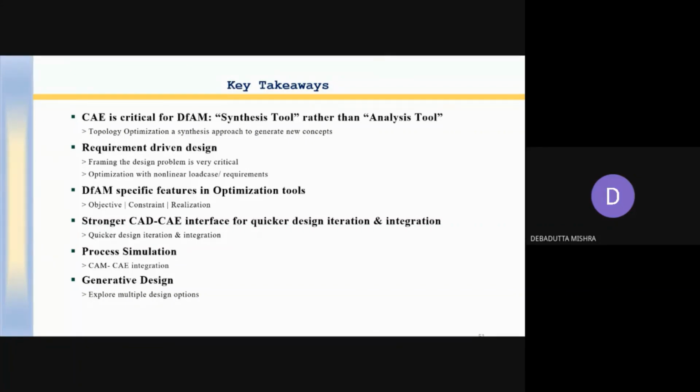Design for additive manufacturing specific features in optimization tool. What is the objective? What are the constraints? And what are the realizations? So you develop the various methods, various processes and algorithms to take care of the optimization. Stronger CAD CAE interface. This is for the quicker design, iteration and integration. Process simulation to visualize the final printed part, which are being optimized by using all the concepts that we discussed.